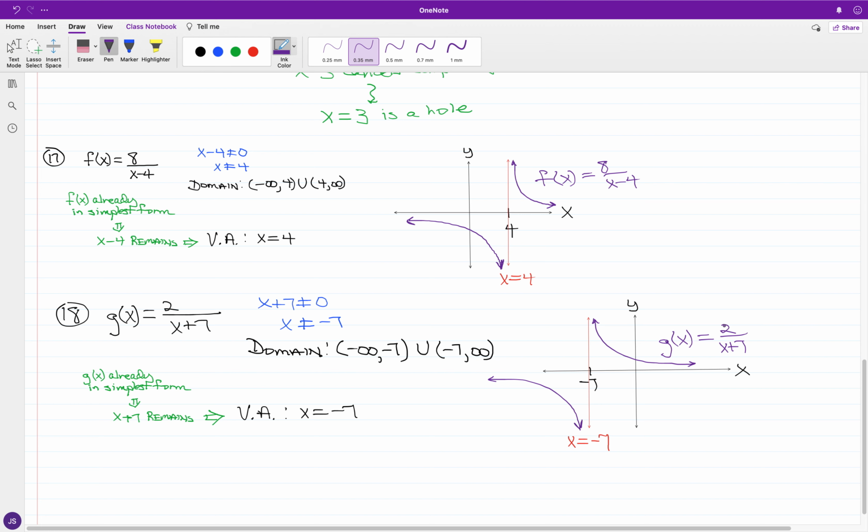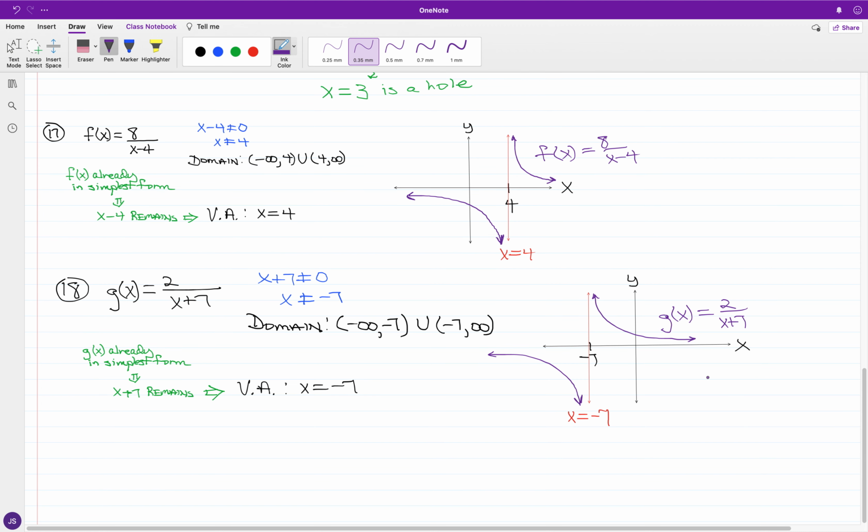Alright, so 17 and 18, those functions are already in simplest form. Now for number 20, this one is a bit of a tricky item, for this is one that, while already in simplest form, looking for the domain is quite a bit more of an exercise, at least in comparison to 17 and 18.